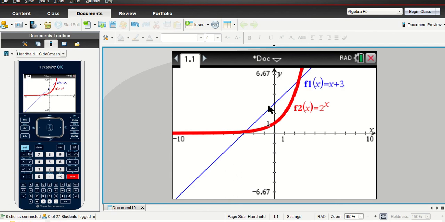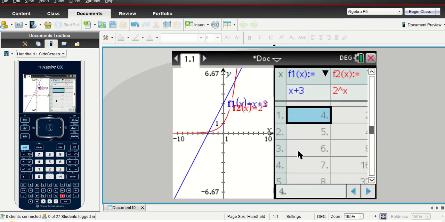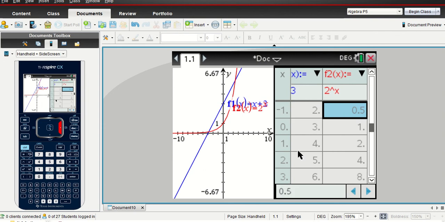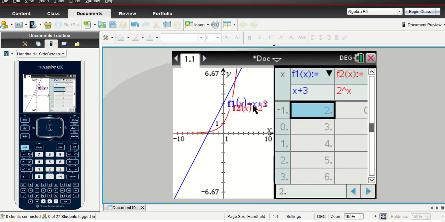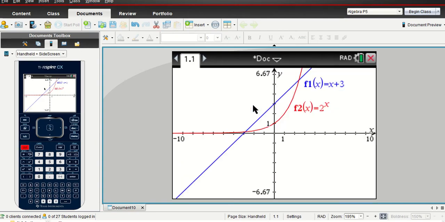And you guys can just go check your table if you want. I know I'm looking for the point -1, 2. I go to -1. They're both not 2. One's 2, the other one's 0.5, so that one's out. Okay? So then I'm going to go to the same thing here. So we can just do Control-T to get out of this.